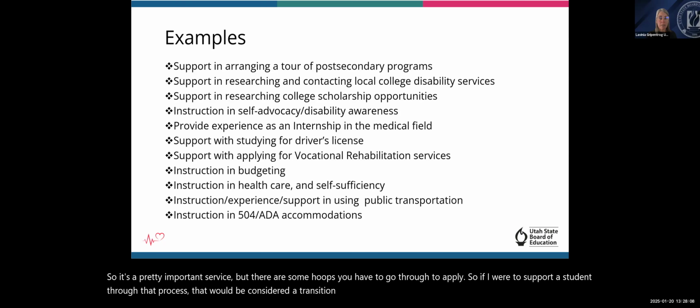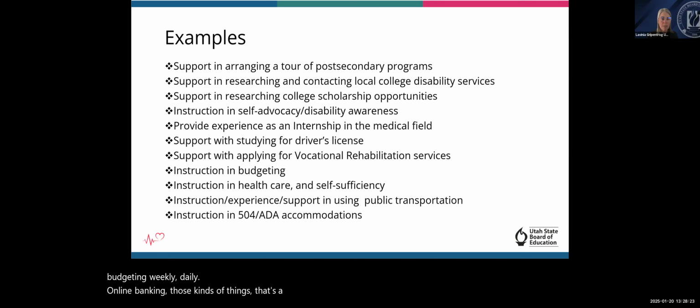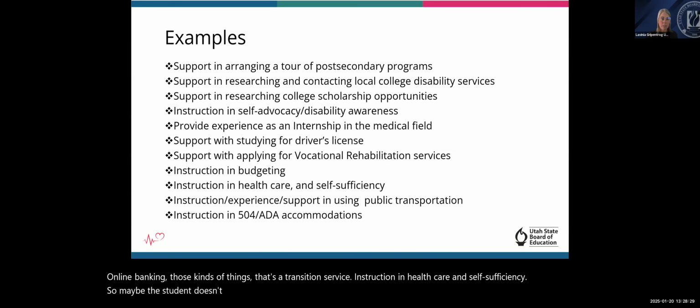And then instruction in budgeting. So Jason mentioned he spends all his money when he gets paid. So maybe the student needs some actual instruction on how to do budgeting, weekly, daily, online banking, those kinds of things. That's a transition service. Instruction in healthcare and self-sufficiency. So maybe the student doesn't understand how to make doctor's appointments, how to manage their meds, those kinds of things. That can be a transition service.